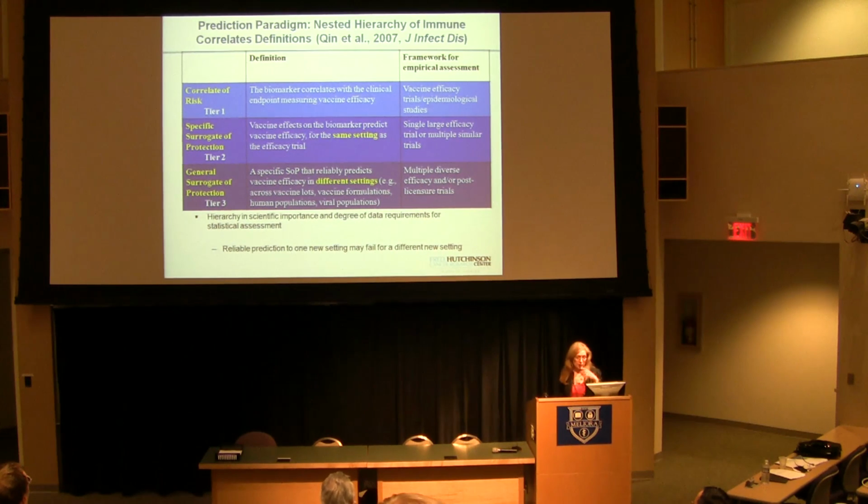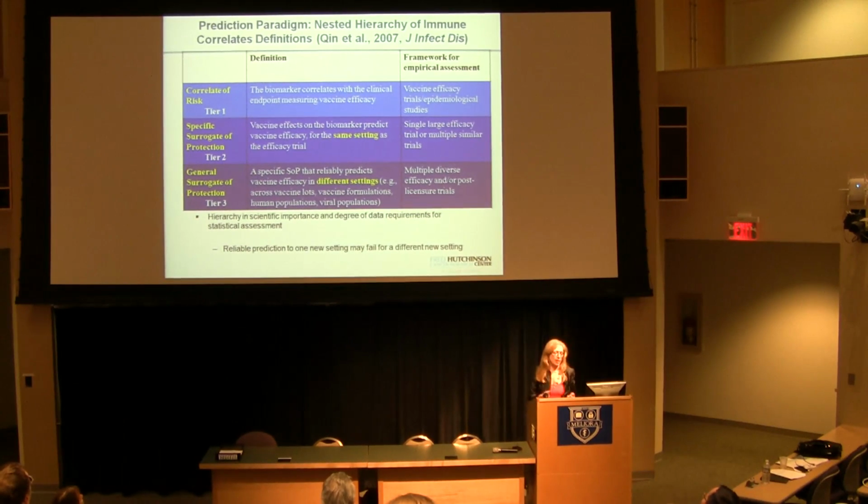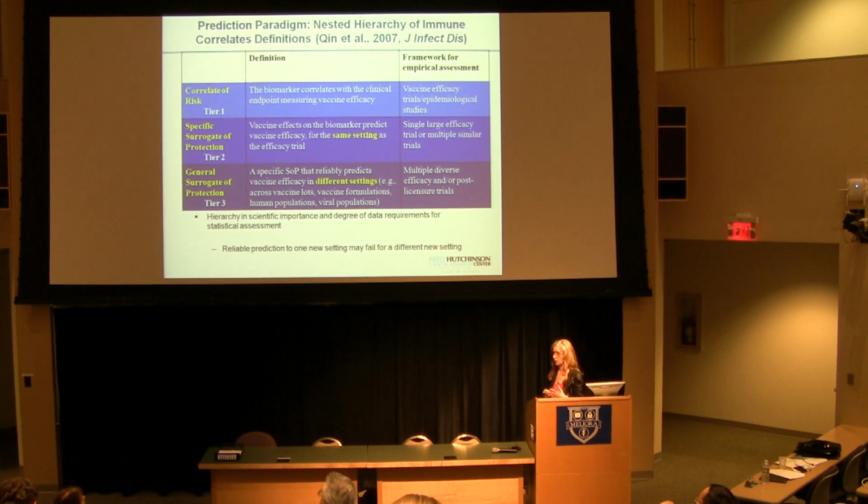And the general surrogate of protection, and that's what we're ultimately really interested in for the long term, would be a specific surrogate of protection that predicts vaccine efficacy in different settings. That is, if you change vaccine lots or vaccine formulations, or you look at the populations in Africa versus Asia, or you have different viral populations, this is a surrogate you can really depend on to come through in a lot of different ways. And evaluating something like that is really quite difficult. And so the point is that this is a hierarchy in that a general surrogate of protection is also a specific surrogate of protection, and a specific surrogate of protection is a correlative risk. So I'm going to go into a little detail about this now.